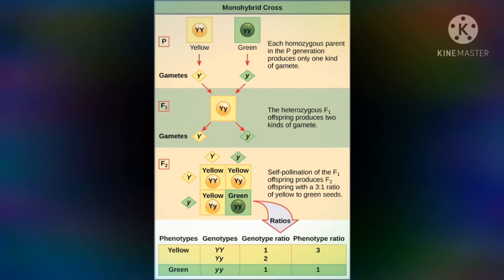So what happened in the F1 generation? All plants were yellow. The offspring, the hybrids, are capital Y small y, which are yellow due to dominance. Thus all plants are yellow in the F1 generation. Now in the F2 generation, after selfing of the F1 generation, we got 3 yellow and 1 green. Among these, 1 is pure yellow, 2 are hybrid yellow and 1 is green. So the genotypic ratio is 1:2:1 and the phenotypic ratio is 3:1.